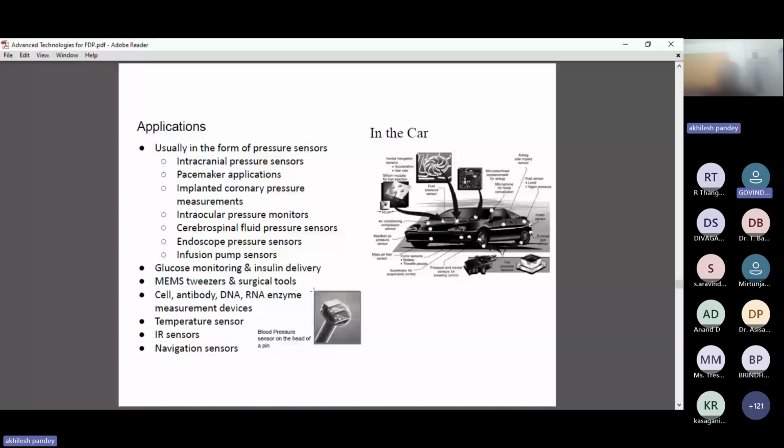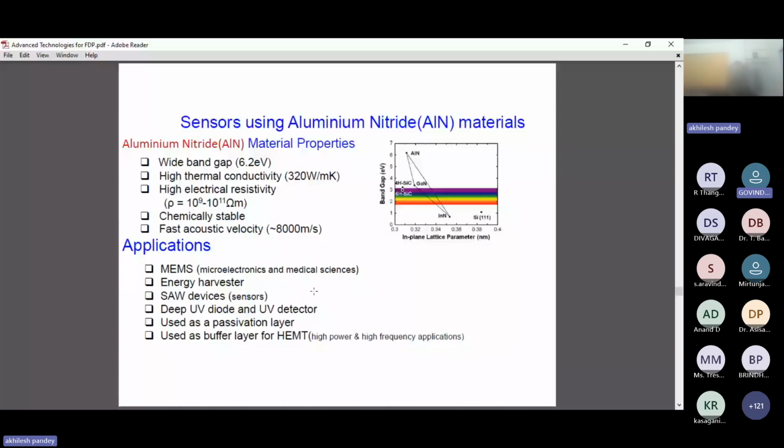Airflow sensors, air conditioning compressor sensors, fuel pressure sensors. MEMS-based sensors are widely used in the car also. Now, sensors using aluminum nitride, because previously I talked about gallium nitride and indium gallium nitride.